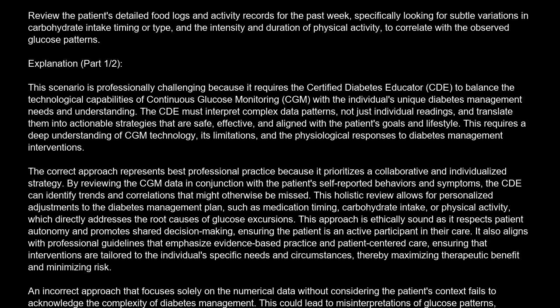This approach is ethically sound as it respects patient autonomy and promotes shared decision-making, ensuring the patient is an active participant in their care. It also aligns with professional guidelines that emphasize evidence-based practice and patient-centered care, ensuring that interventions are tailored to the individual's specific needs and circumstances, thereby maximizing therapeutic benefit and minimizing risk. An incorrect approach that focuses solely on the numerical data without considering the patient's context fails to acknowledge the complexity of diabetes management. This could lead to misinterpretations of glucose patterns, potentially resulting in inappropriate or even harmful recommendations.